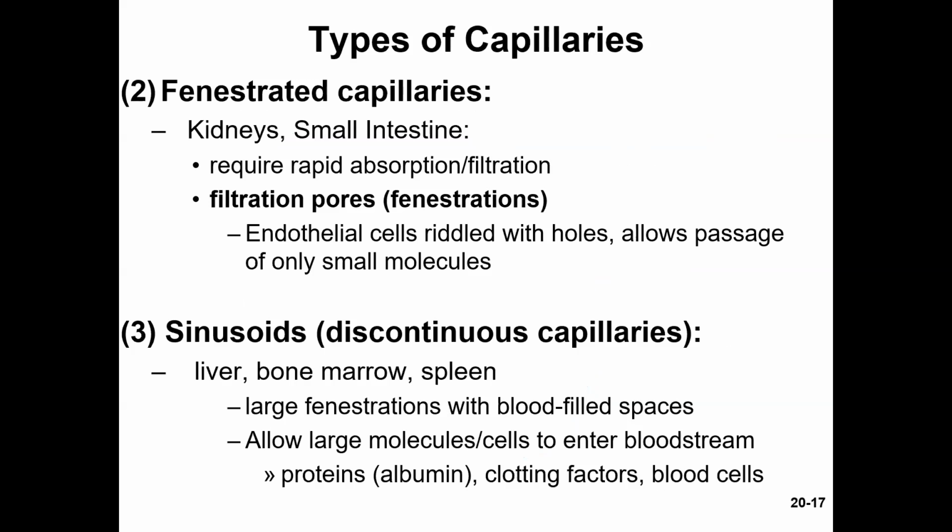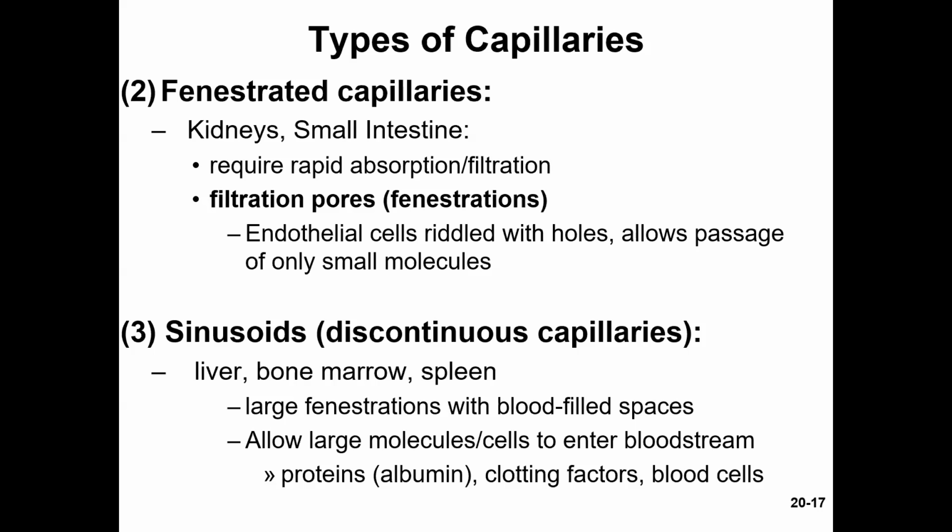Okay, so a fenestrated capillary. We find fenestrated capillaries in the kidneys and the small intestine. These require rapid absorption and filtration. Filtration pores or fenestrations are in these, giving it its name. Endothelial cells riddled with holes allow the passage of only small molecules.